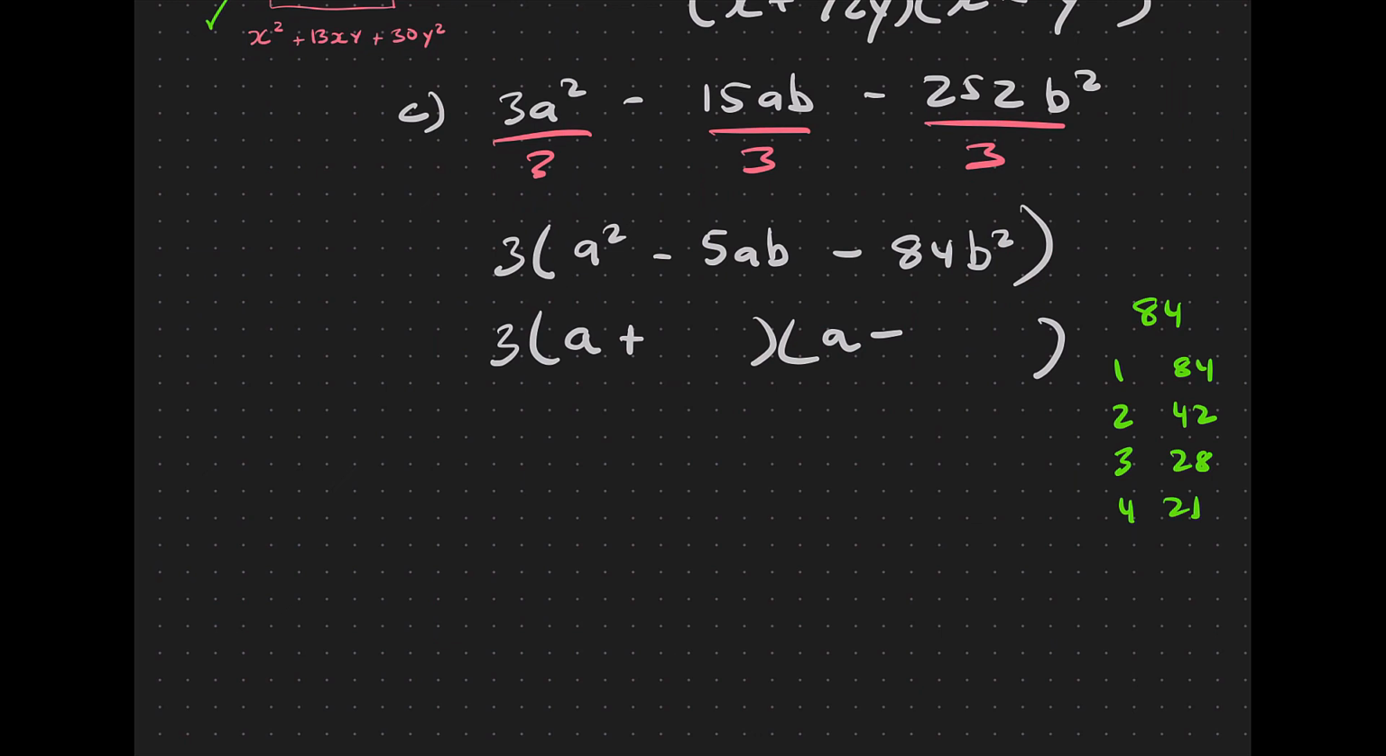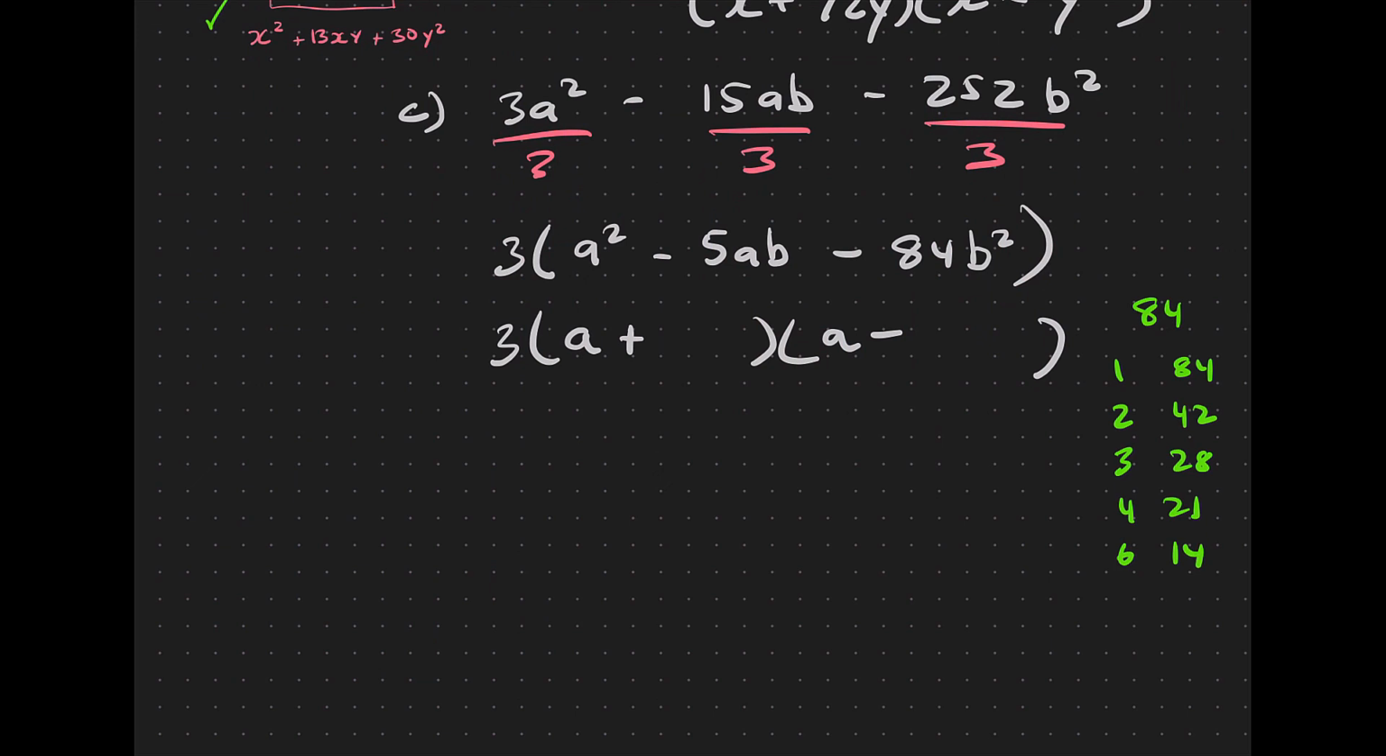5, no, 6. Let's try 6. So 84 divided by 6 is going to give us, hold on a sec, 84 divided by 6. Try this one more time. 84 divided by 6 gives us 14. Good. So we got 6 and 14.